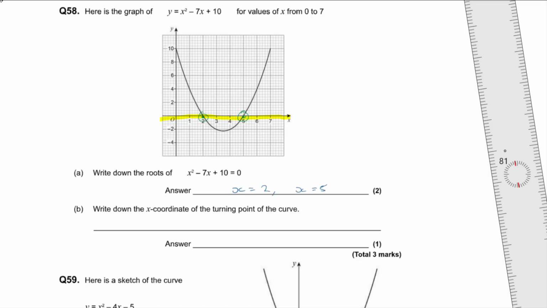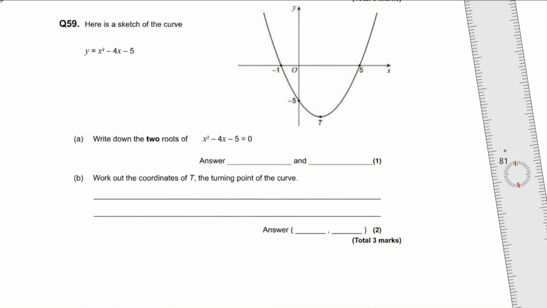Write down the x coordinate of the turning point of the graph. Now, that is going to be this point here in the middle at the bottom of the graph. Now, it's going to be halfway between the roots. So 2 plus 5 is 7, divided by 2 is 3.5, or you could just read it off from the graph. Either way, you can see it should be x is equal to 3.5. So x equals 3.5 for that.